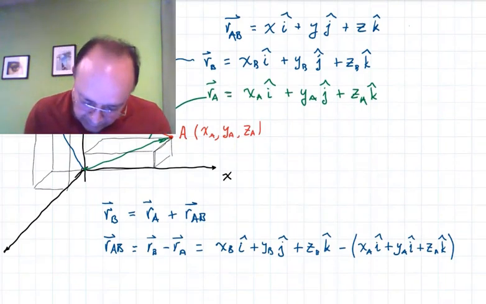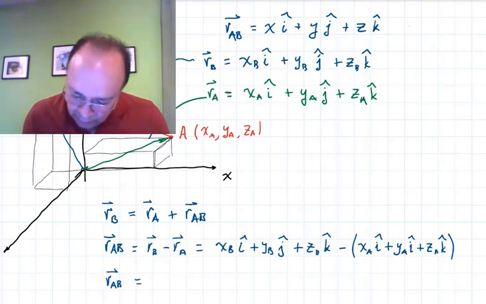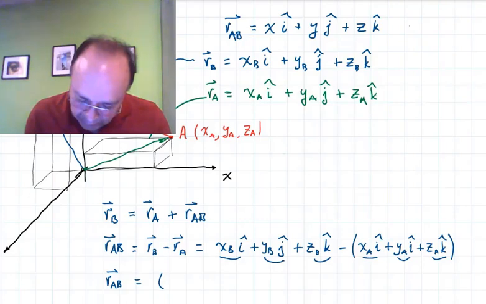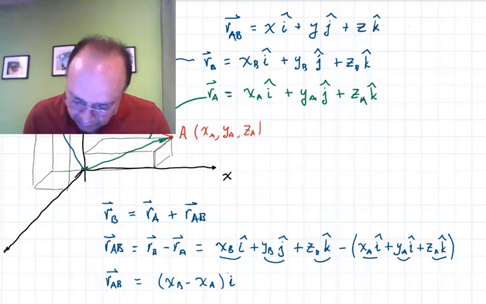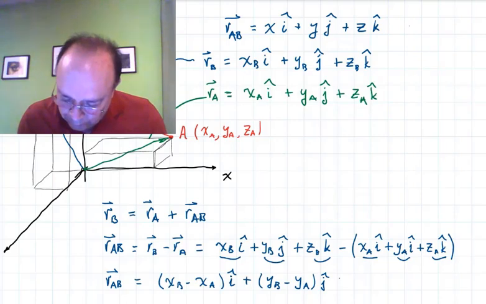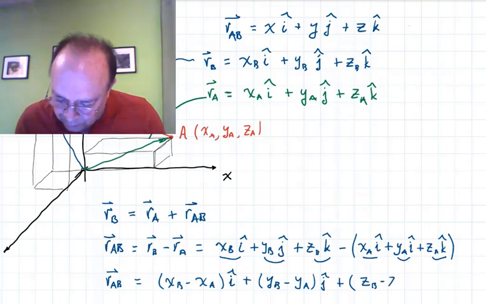So we have here that RAB is equal to, if we group terms with the same vector, we can group (XB minus XA) times i plus (YB minus YA) times j plus (ZB minus ZA) times k.